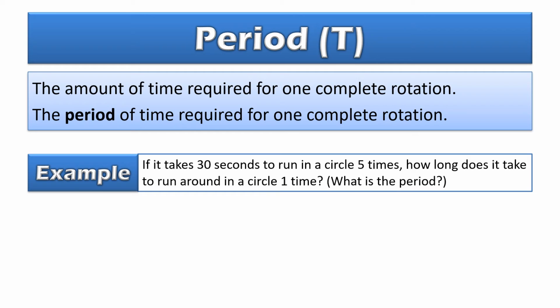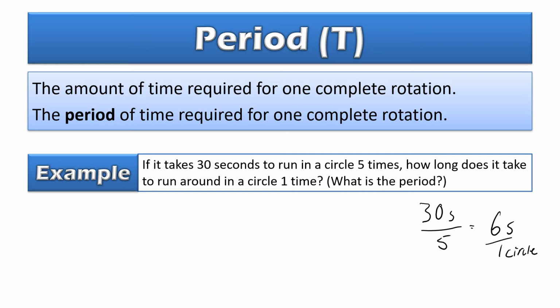All right, so here's an example. It says if it takes 30 seconds to run in a circle 5 times, how long does it take to run in a circle 1 time? In other words, what is the period? So pause the video here, think about it. You probably already know how to do this. So in your head, did you go, okay, well, I have 30 seconds, and if I divide that by the 5 cycles, then that must mean it takes 6 seconds per one circle or cycle.